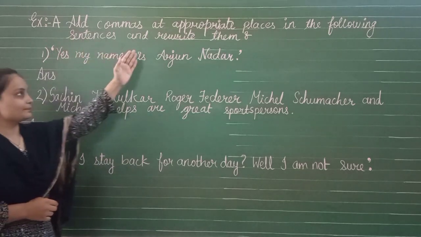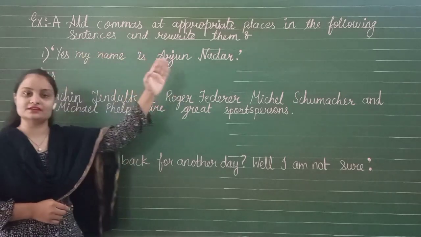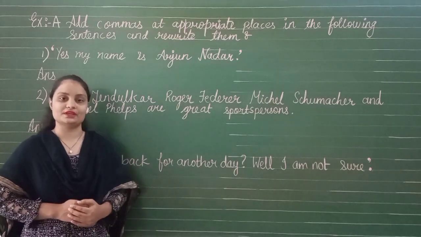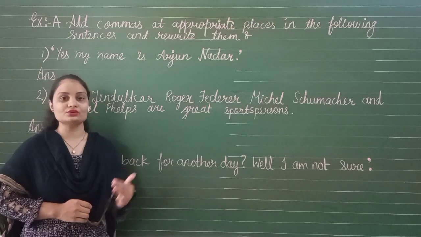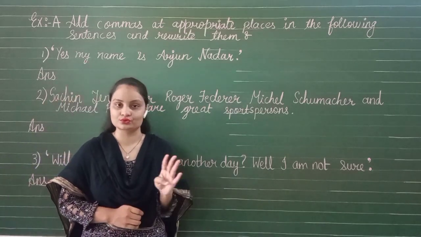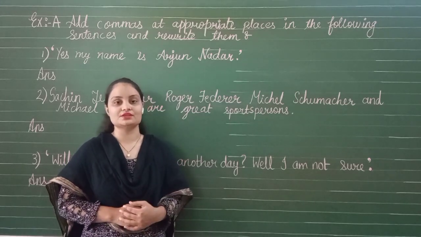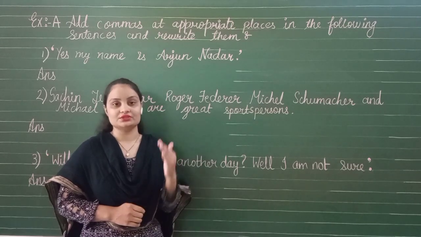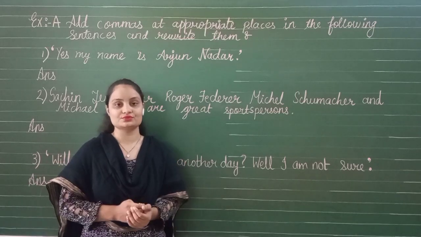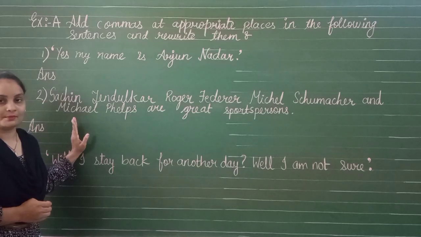Add commas at appropriate places in the following sentences and rewrite them. What we have to do is, we have to add commas at appropriate places. So before adding comma, we should know the rules of adding commas. There are 4 rules to add commas. For separating the words or phrases, we are using comma, right? To separate the name of speaker from the rest of the sentences, we are using comma, right? So these are the rules that we have to keep in mind.